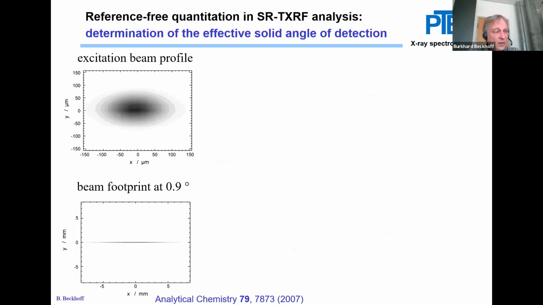So now I'd like to come to this concept that is frequently not completely understood. You see to the upper left side an excitation beam profile.